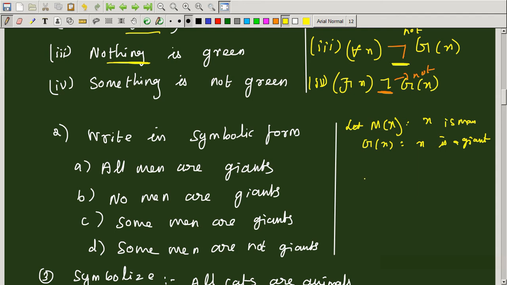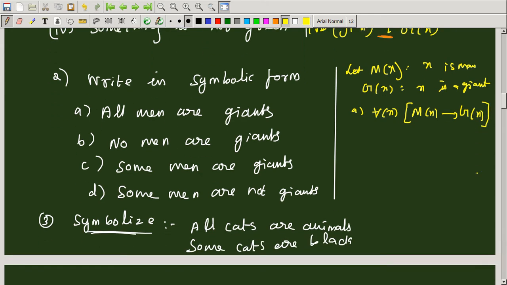Let's see the symbolic form for "All men are giant." All means all the things, so we have to write for all x, all men. Men means m of x, are giant, g of x. This is the format of framing the two-condition symbolic form.